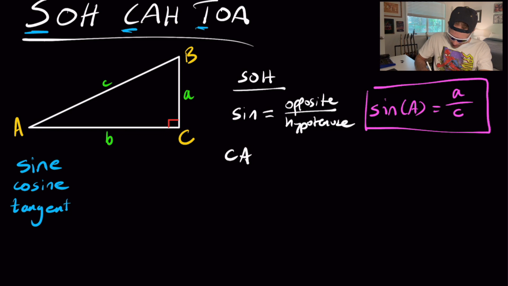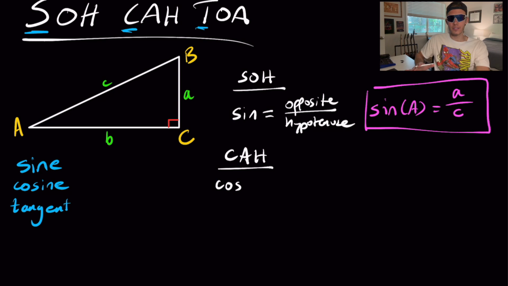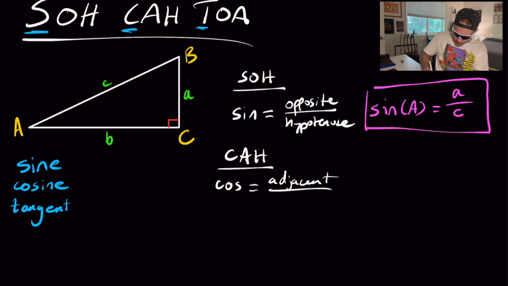All right, next up is CAH. We know the C stands for cosine. We're going to abbreviate that as well, just cos, C-O-S, short for cosine, is equal to the A, now that's going to be adjacent, divided by the hypotenuse.